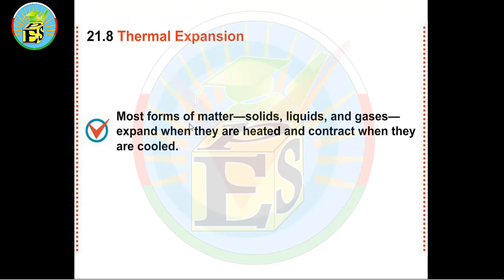Most forms of matter, solid, liquid, and gas, expand when they are heated and contract when they are cooled. This is thermal expansion. When we heat up any object, any matter, it will expand. But do all matters have the same rate of expansion with heating? No. Gases expand more than liquids, and liquids more than solids.